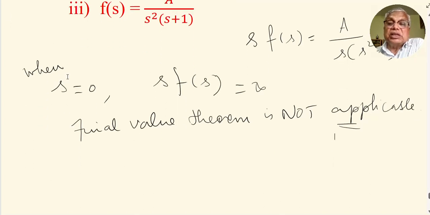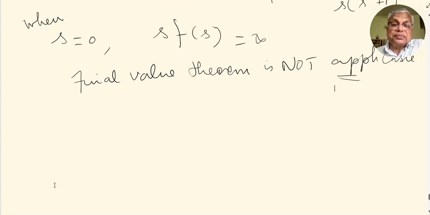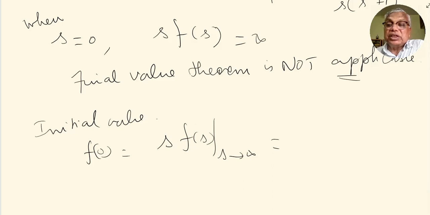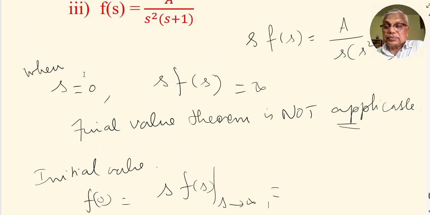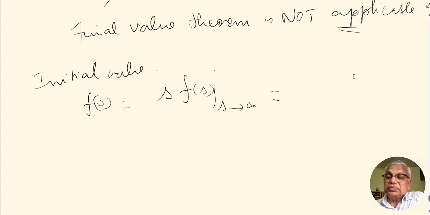But the initial value can be found, that is easy. So what will be the initial value? f(0) equals the limit of s into F(s) with s equal to infinity. You put s equal to infinity here, what will you get? a by infinity will become 0. So the initial value is 0.